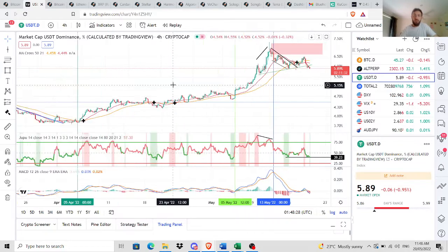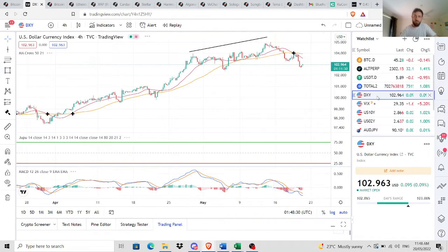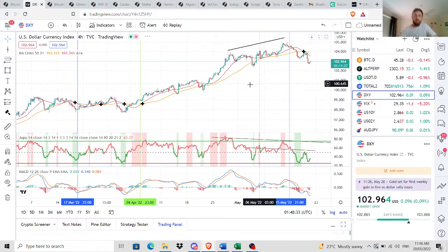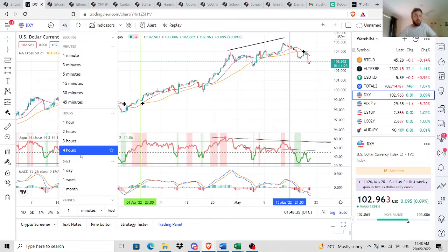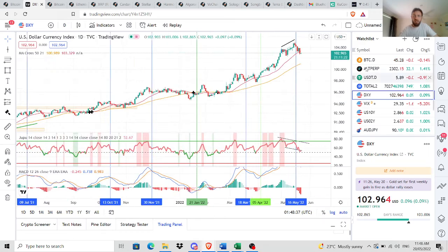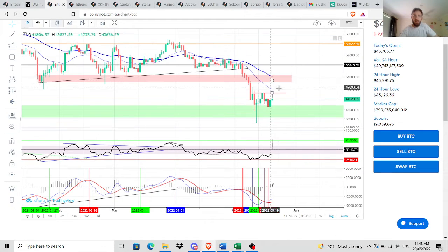And this is going to cool off the overextended dollar and give cryptos a good run back to that resistance that we were talking about for Bitcoin. Okay.